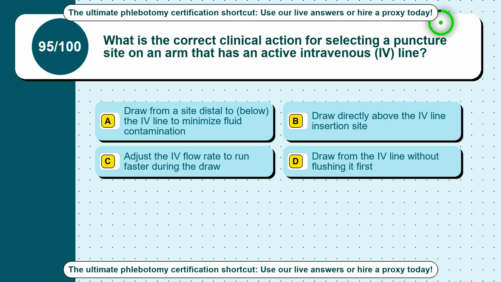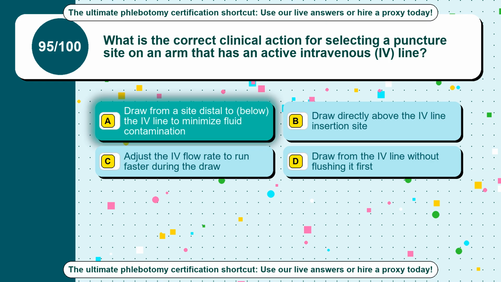Question 95. What is the correct clinical action for selecting a puncture site on an arm that has an active intravenous line? Option A, draw from a site distal to, below, the line to minimize fluid contamination. Option B, draw directly above the line insertion site. Option C, adjust the flow rate to run faster during the draw. Option D, draw from the line without flushing it first.